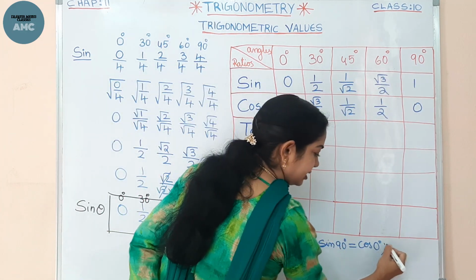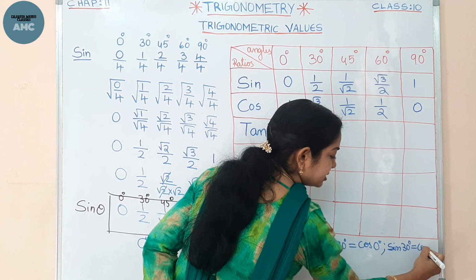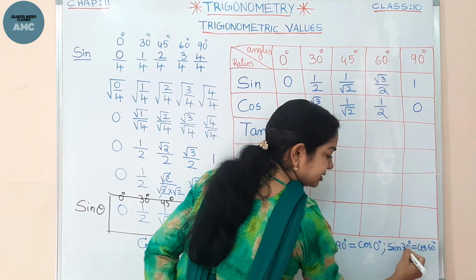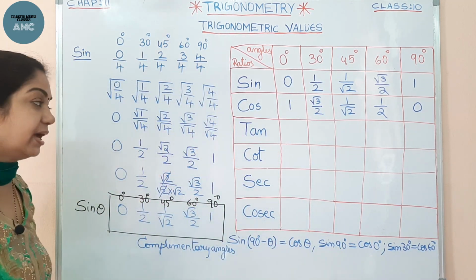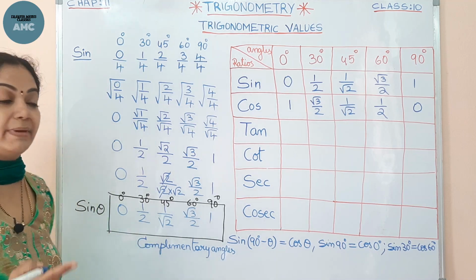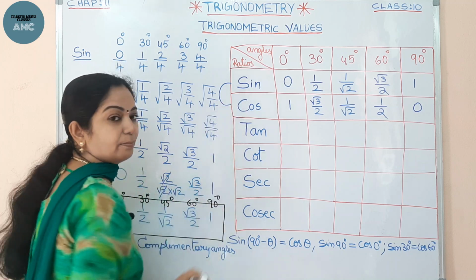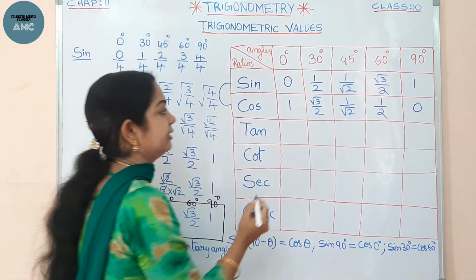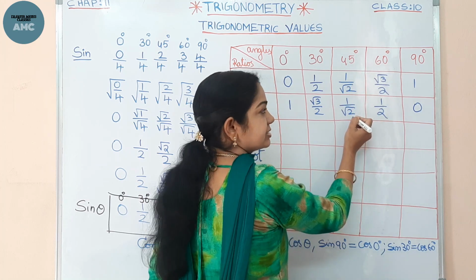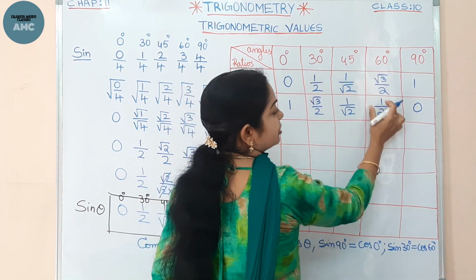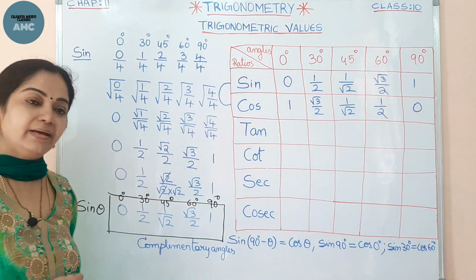Likewise, if you see sine 30 degrees is equal to cos 60 degrees. So that means 30 and 60 are a complementary pair, 0 and 90 are a complementary pair. They are called trigonometric complementary angles. So here sine and cos are the complementary pair. Right, here also sine 45 degrees is equal to cos 45 degrees. Sine 30 degrees is equal to cos 60 degrees. So they form a complementary pair.